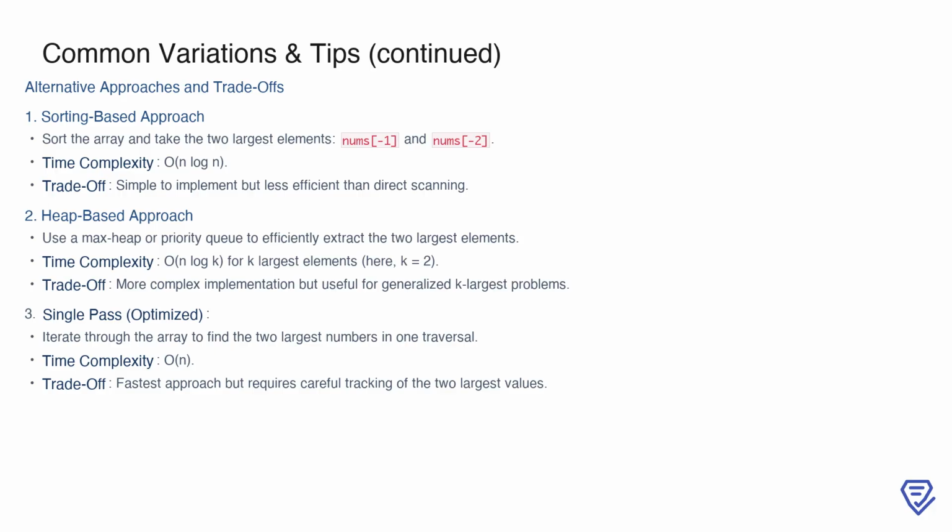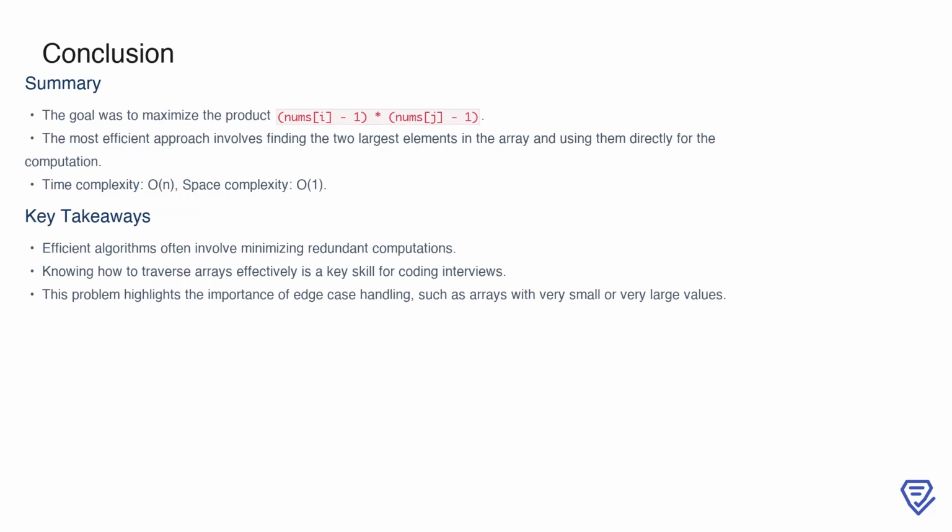The most efficient solution is the single-pass optimized approach, where you iterate through the array once to find the two largest numbers. This achieves O(n) time complexity, making it the fastest option, but it requires careful tracking of both the largest and second largest values to ensure correctness. Understanding these trade-offs will help you choose the best approach based on the problem constraints and requirements. Great job! To summarize, we solved the problem by identifying the two largest elements in the array and calculating the product efficiently. We also reviewed key takeaways like optimizing array traversal and handling edge cases.